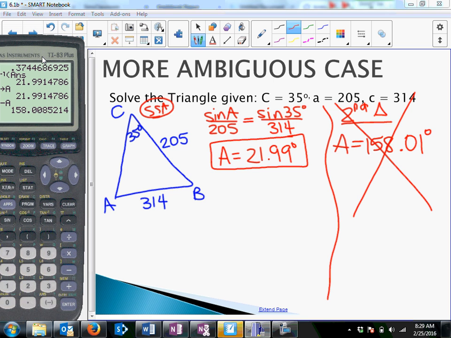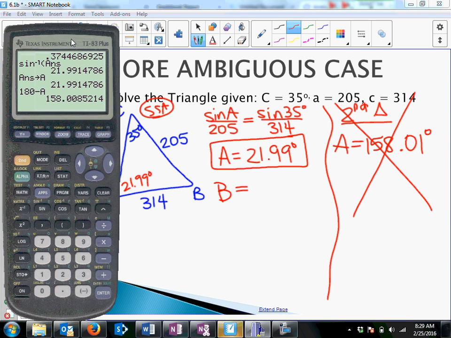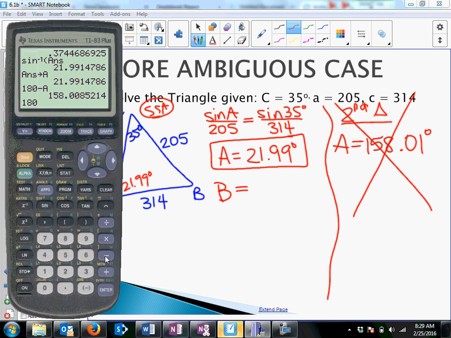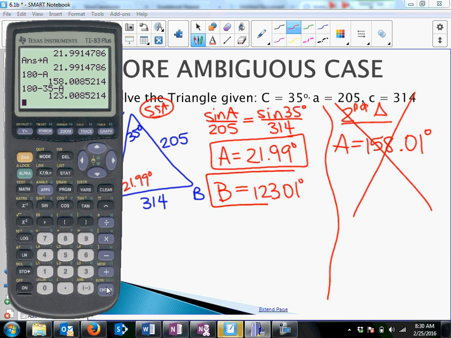Okay, so now we need angle B. We know the 3 angles of this triangle need to add up to 180. So if we take 180 minus 35 minus angle A, angle B is 123.01. And I'm going to go ahead and store that in alpha B so I can use it to find the side of B.